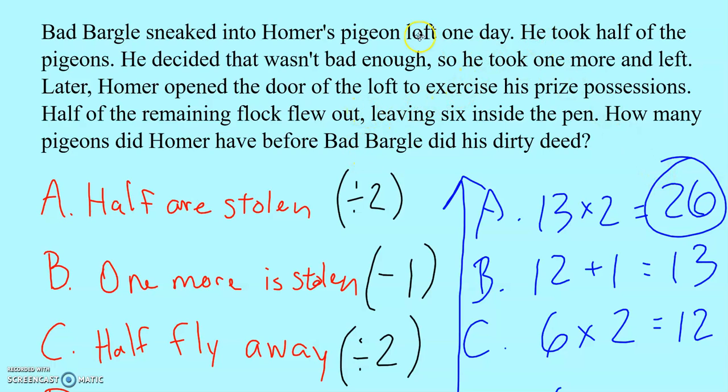So if I had 26 pigeons, and he took half, that would be 13, leaving 13. He took one more, that would leave me with 12. Homer opened the door and half flew away. Half of 12 is 6, and I have 6 left inside the pen, so you can always check your answers.